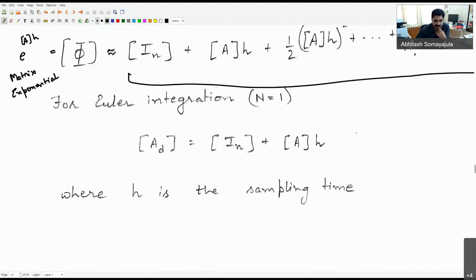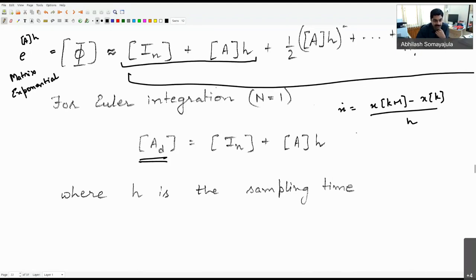Notice that when we have an Euler integration, when we are basically saying that x dot can be given as x of k plus 1 minus x of k divided by h, I am simply replacing that A matrix, the discrete matrix, with the first two terms of this phi matrix.